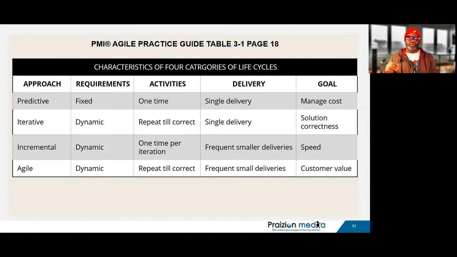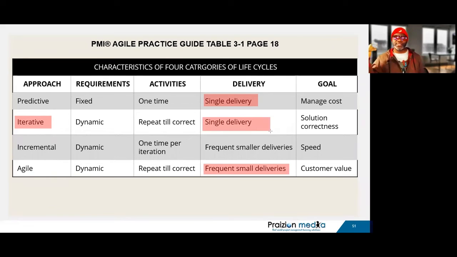and Agile. So if you are in a predictive zone, you're going to deliver one time. And this is a major difference between predictive and Agile, single delivery for predictive, frequent small deliveries in the world of Agile. Iterative is one that always throws people for a loop because people think it's multiple. It's not. It's a single delivery. So iterative and predictive are actually neighbors. They both have a single delivery. The only difference is that iterative is focused on repeating till correct. So we have a lot of prototyping going on.